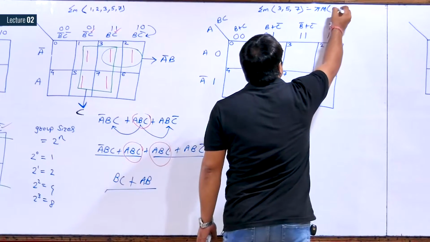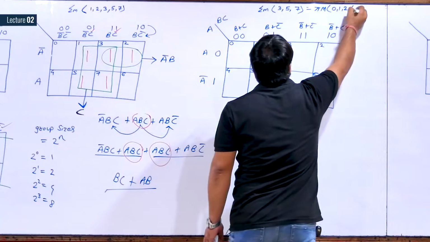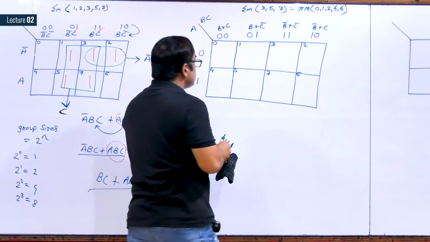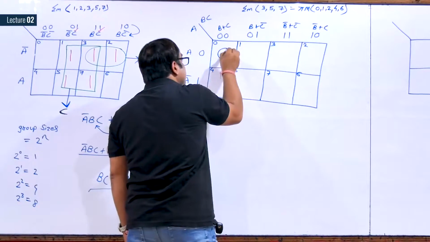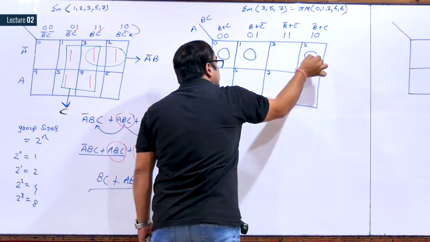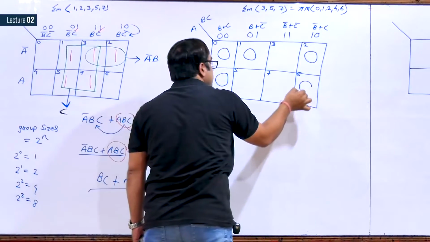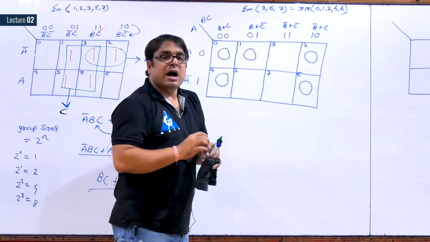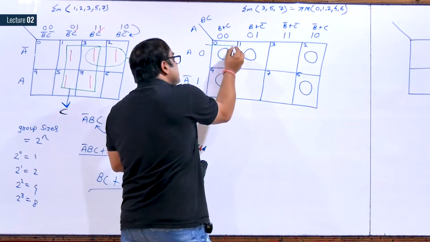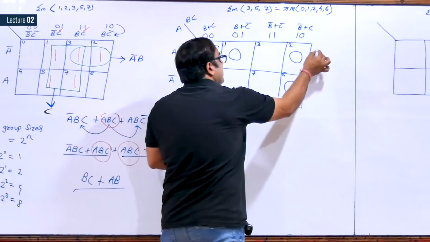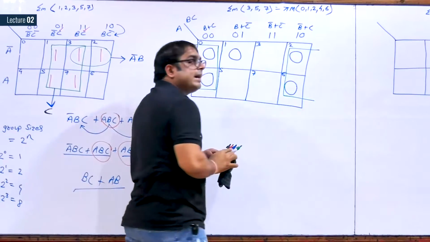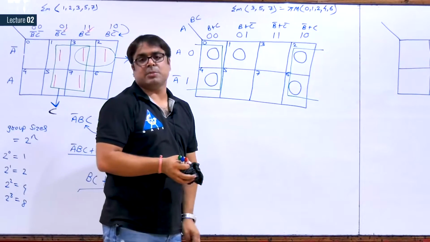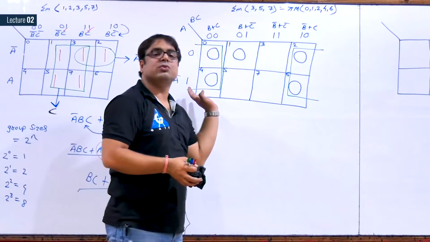So what are the max term numbers? 0, 1, 2, 4, 6. How to form the group? First see, this quad is possible. These are your 4 neighboring max terms. I have already told you the last can be connected to the first.